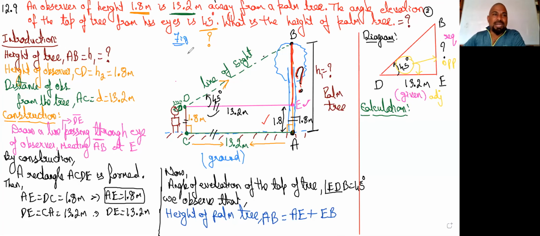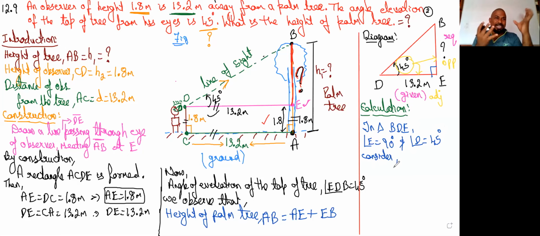So in the calculation part, let's consider the triangle we have. The triangle is BDE, and angle E is equal to 90 degrees, which is obvious as it is a right angle triangle. And from the question, angle D is equal to 45 degrees. Which trig ratio are we taking? The relation between opposite and adjacent is tan. So tan theta is opposite by adjacent. Let's plug in the values.